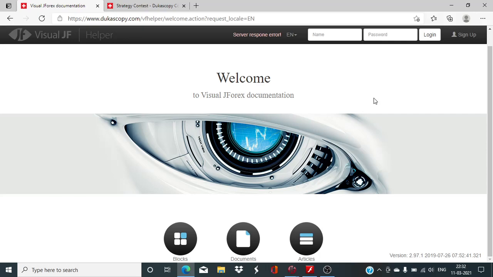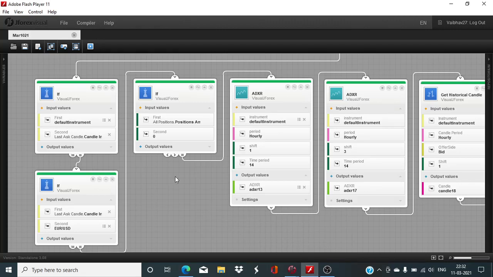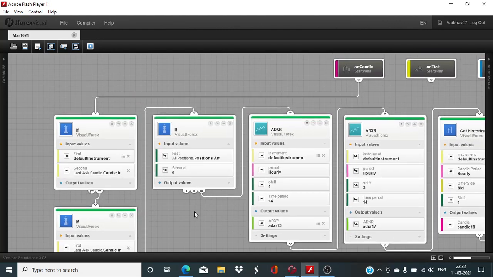Myself Vaibhav. In today's session of Visual JForex, we will be continuing with the algorithm development demonstration in which I have designed and developed a simple algorithm using the indicator named Average Directional Movement Index Rating. This is a long name, and to shorten it, we simply use its initials, the ADXR indicator. So let us now head to the Visual JForex board, which has been developed by Dukascopy Bank SA.